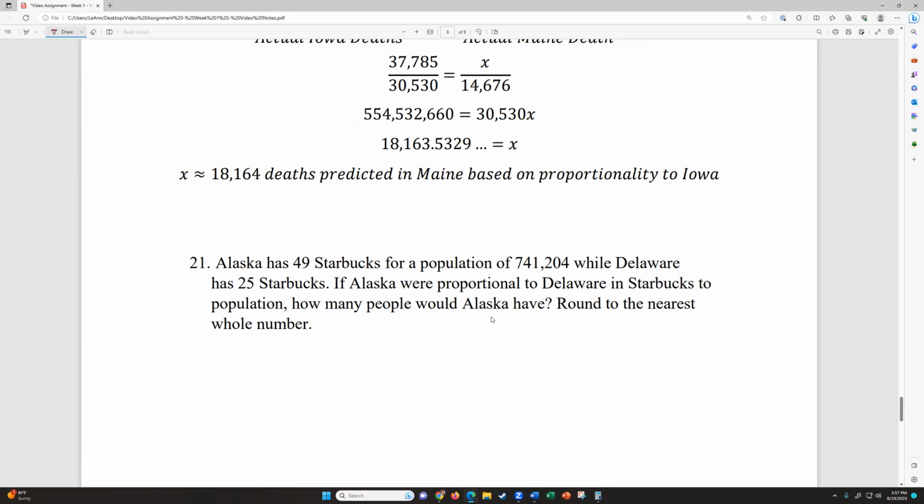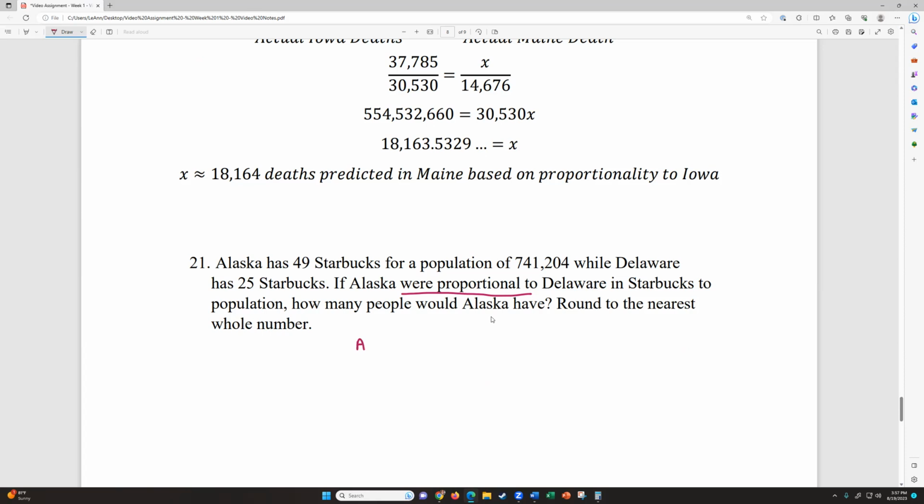So if yours has Delaware down here in the question part, make sure you change that to Alaska. So it says Alaska has 49 Starbucks for a population of 741,204, while Delaware has 25 Starbucks. If Alaska were proportionate to Delaware in their Starbucks to population ratio, how many people would Alaska have? So what's the population of Alaska based on that proportionality?